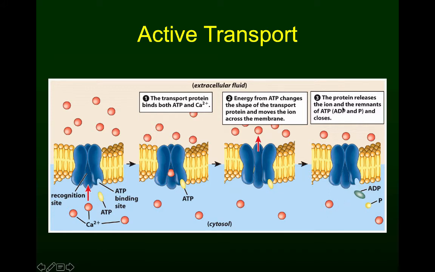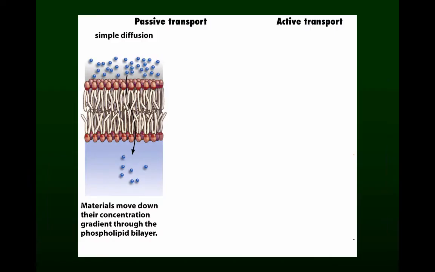All right, so the breakdown of ATP is going to yield ADP and phosphate. Adenosine triphosphate breaks down to adenosine diphosphate and an extra phosphate group. All right, so that's a calcium pump.